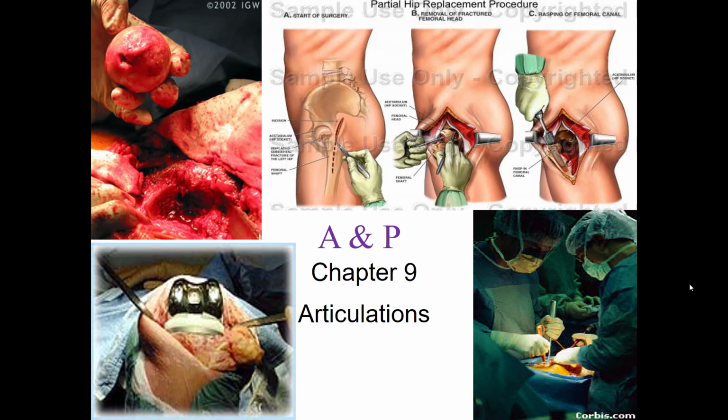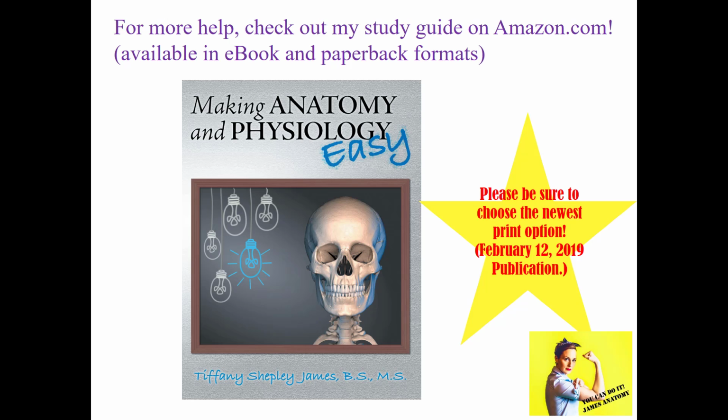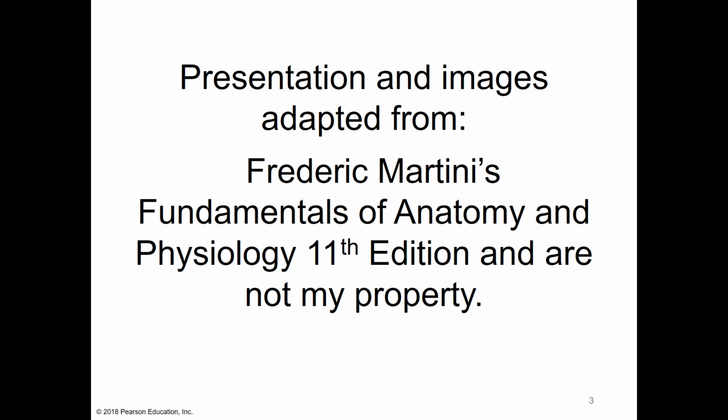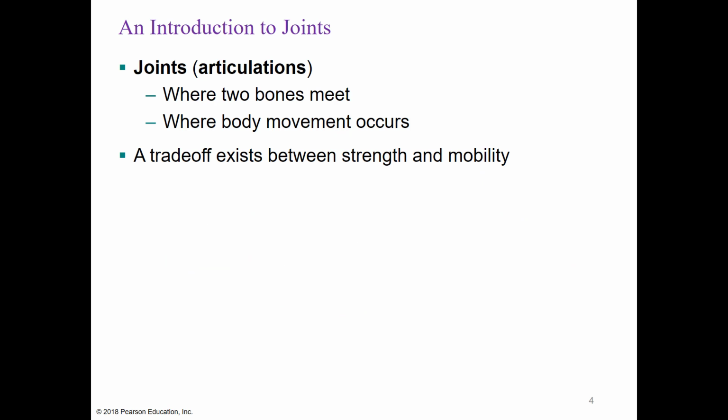Anatomy 1, Chapter 9, Articulations. So joints, also known as articulations, are defined as where two bones come together.